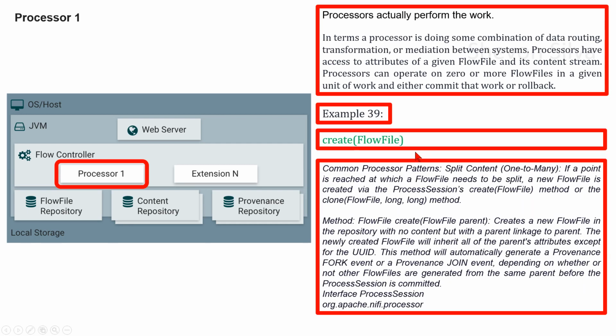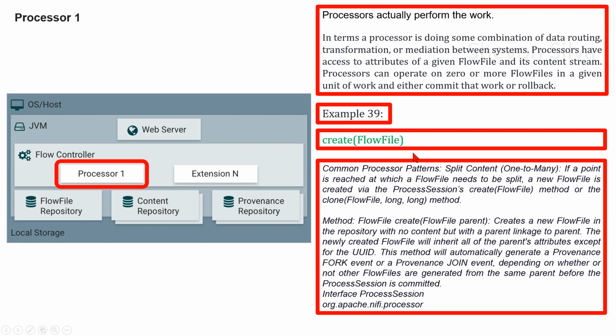Now we are considering split content one-to-many in common processor patterns. If a point is reached at which a FlowFile needs to be split, a new FlowFile is created via the ProcessSession create FlowFile method or the clone FlowFile method. The method create(FlowFile parent) creates a new FlowFile in the repository with no content but with the parent linkage to parent. The newly created FlowFile will inherit all the parent attributes except for the UUID.